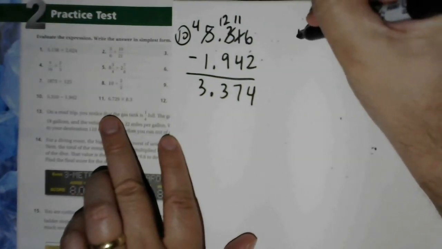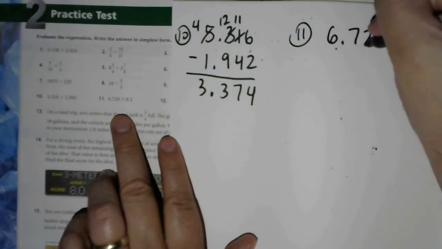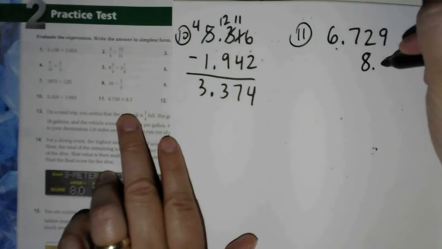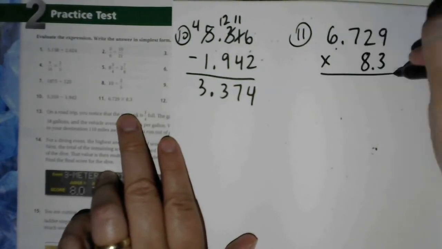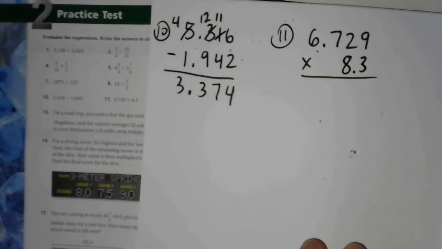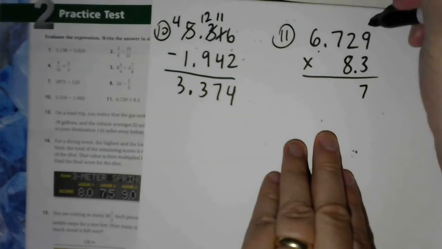Number 11 is a multiplication problem. We are multiplying 6 and 729 thousandths. I'm not worried about decimals at all. And I have 8 times 8 and 3/10. Notice, decimals are not lined up. I'm ignoring them. 3 times 9 is 27.